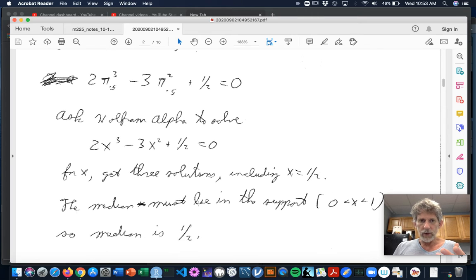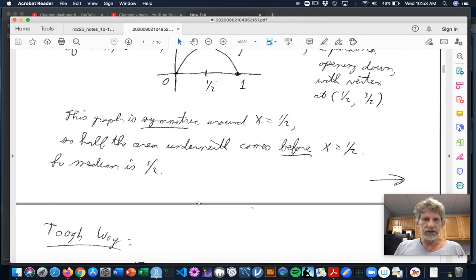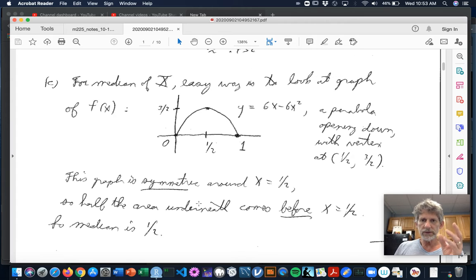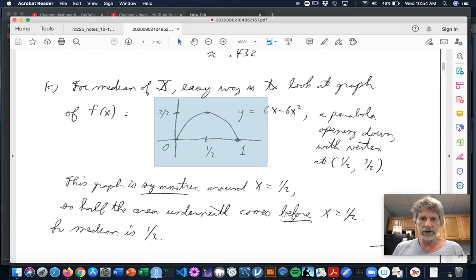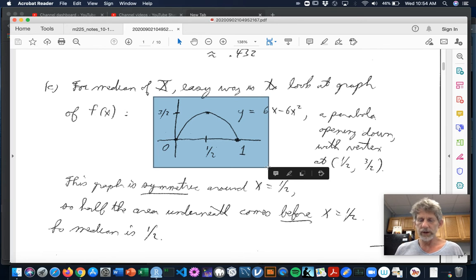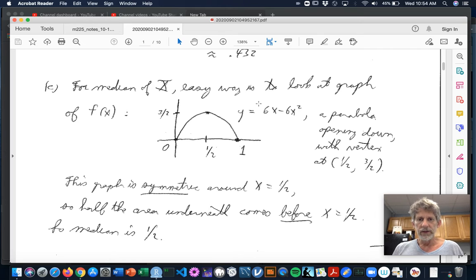So we could get it that way, but look for an insight around it. The easy way, based on the insight, is to just imagine the graph of 6x minus 6x squared over its support. This is a quadratic function. Its graph is going to be a parabola, and it's going to be opening down because of the negative 6 coefficient. And it hits 0 at 0 and 1. And so a rough graph looks like this.